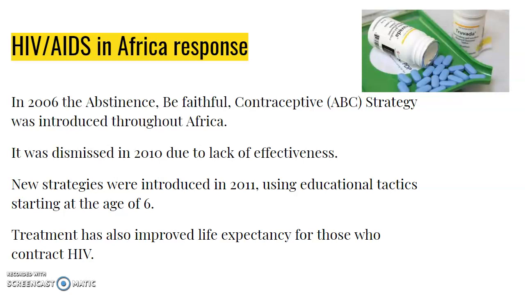So in 2011, they started an educational tactic rollout, starting with kids at the age of 6. In school, everywhere, there was information about HIV and how to prevent it and how to treat it. So it was more of a holistic approach, not just how to not get it, but also what to do if you have it. It's improved the life and the numbers a bit more than the ABC strategy, but they're still not where the WHO would like to see them.